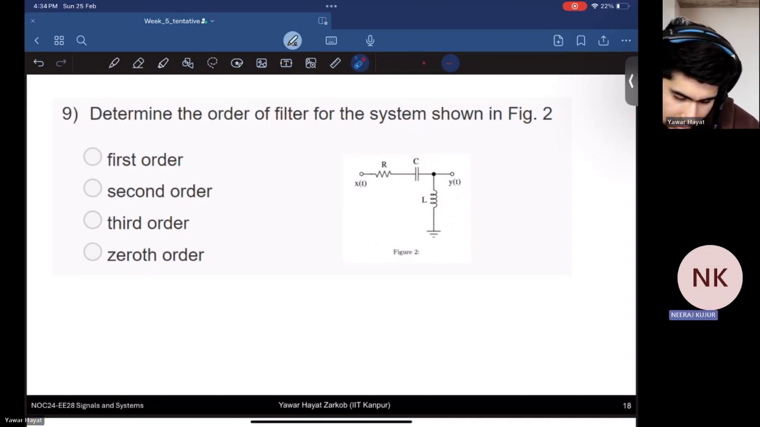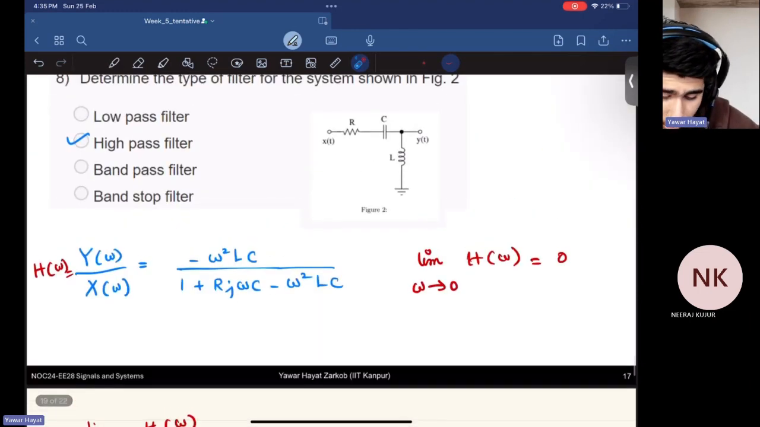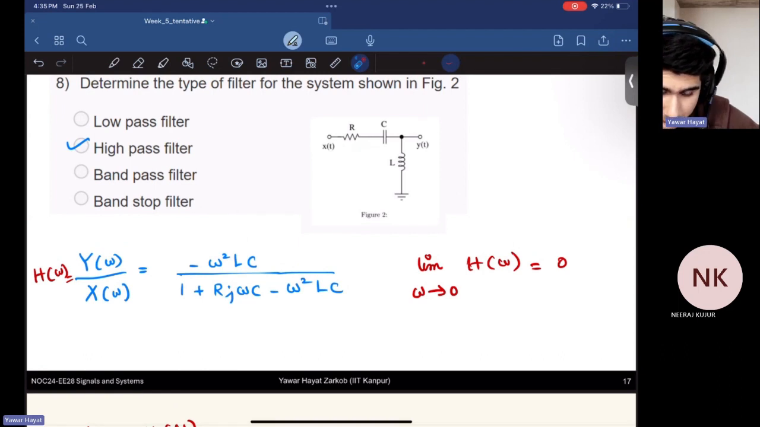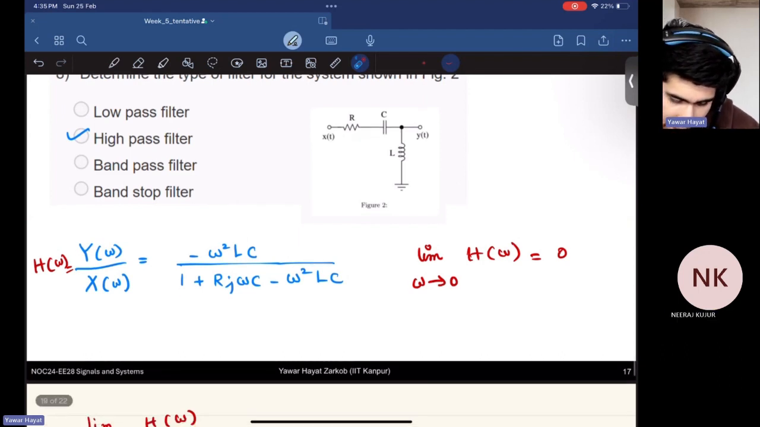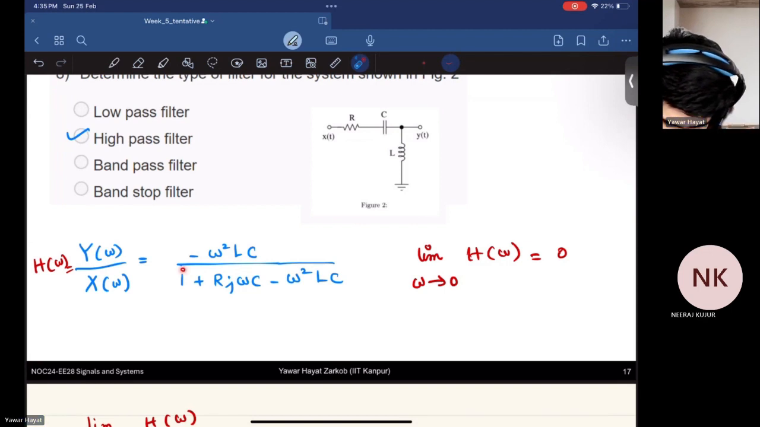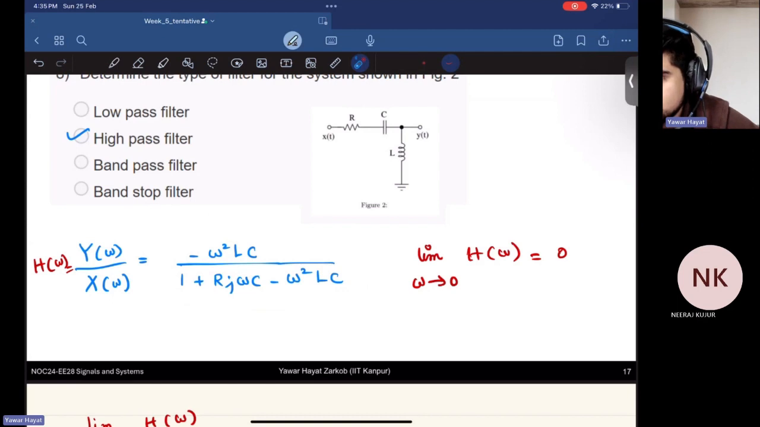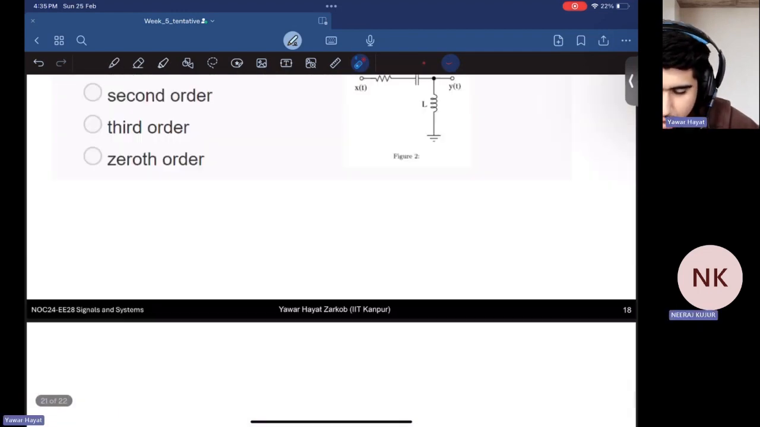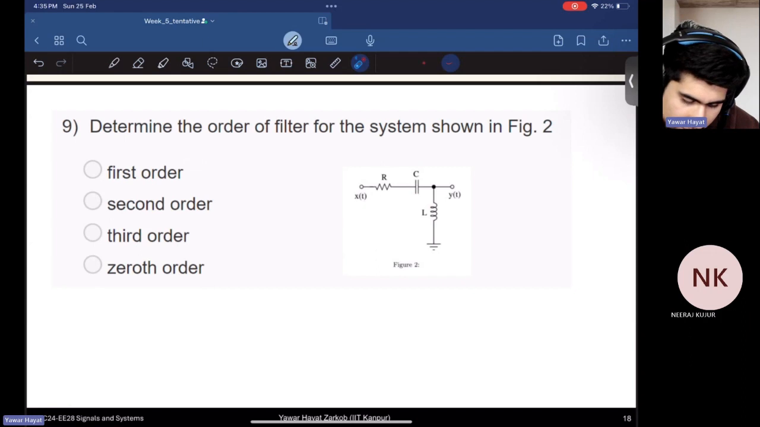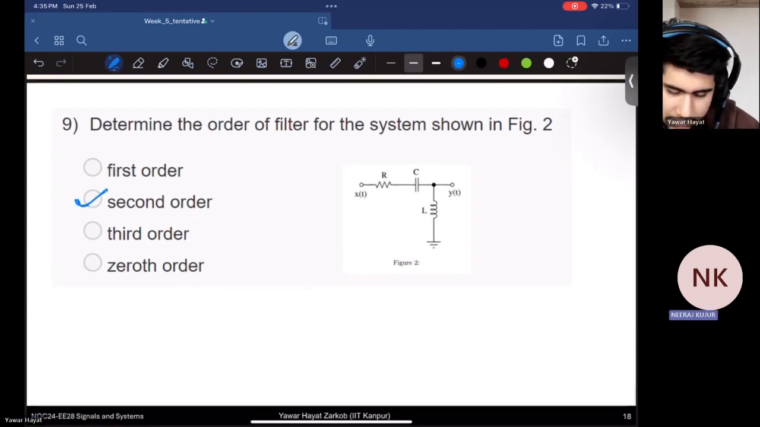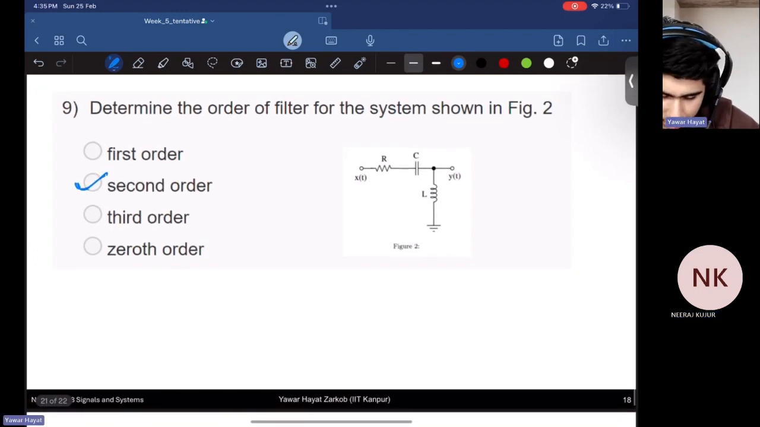The other way to do it is to look at the number of poles in the transfer function, right? If you look at that, this is a second order polynomial in the denominator, so it will have two roots, and correspondingly two poles. So you can use either approach. You will come to the conclusion that it is a second order system.